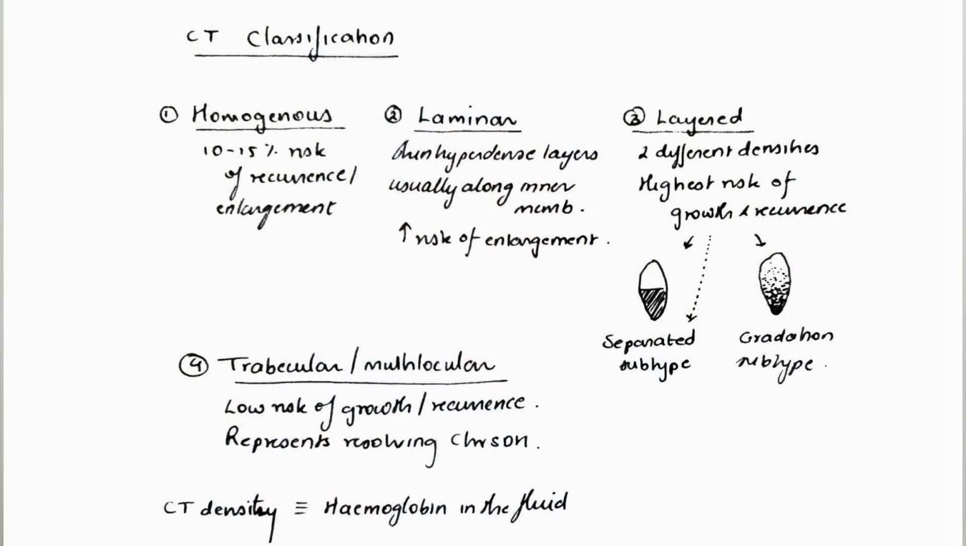Next important heading, CT classification. So chronic subdural hematomas, as with any hemorrhage, CT is the preferred modality, not MRI. Now in the CT classification, there are 4 stages. Okay, one is the homogeneous type of subdural, one is the laminar type, one is the layered type, and one is the multilocular type or trabecular type. Now this is important because this essentially prognosticates and tells you which subdurals are going to be growing, which subdurals are going to recur and which not.